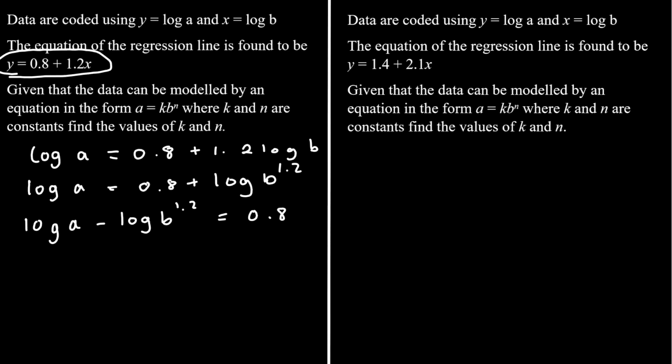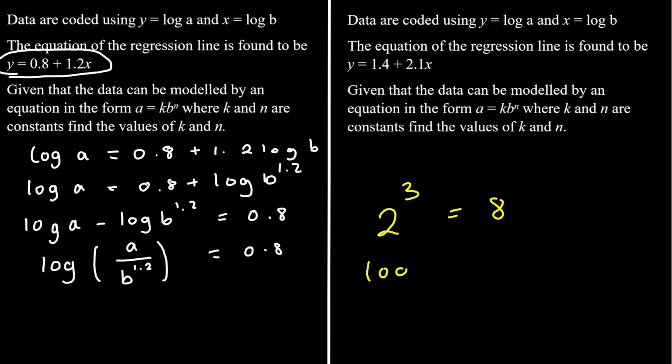When I've got a minus between two logs, I can change it to a divide. So I've got log a over b to the power of 1.2 equals 0.8. I'm now going to get rid of the logs. So this is log base 10. To take it out of log form, if you remember, it's just the same as 2 cubed, to the power of 3, is 8. Log base 2 of 8 equals 3. So we're just going to take it out of the log form.